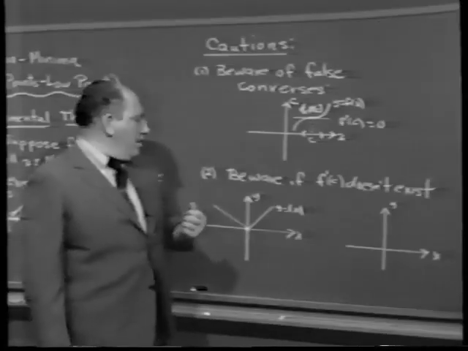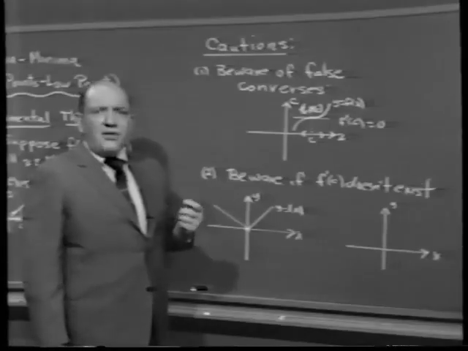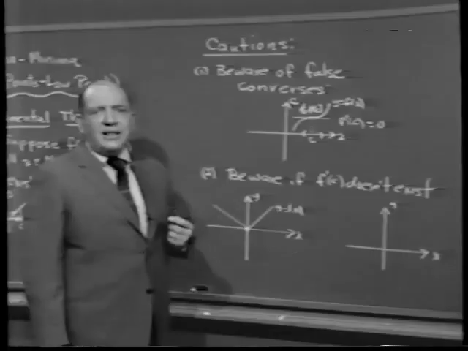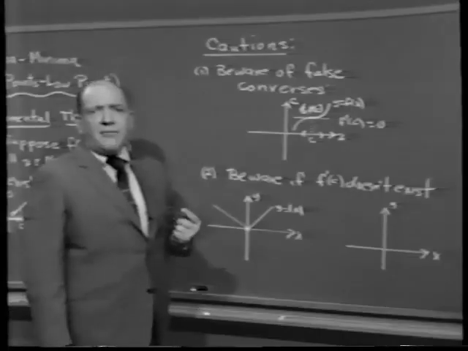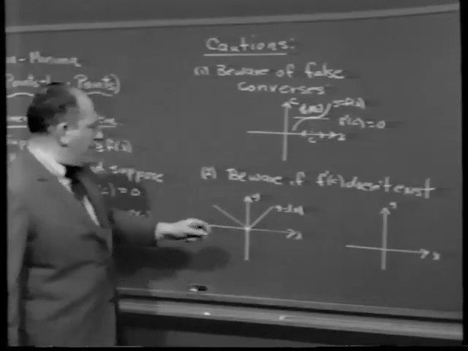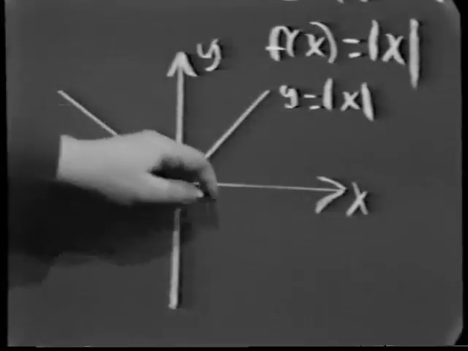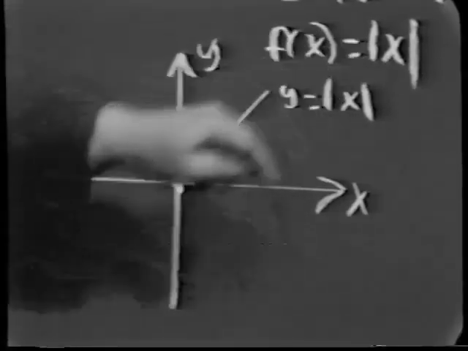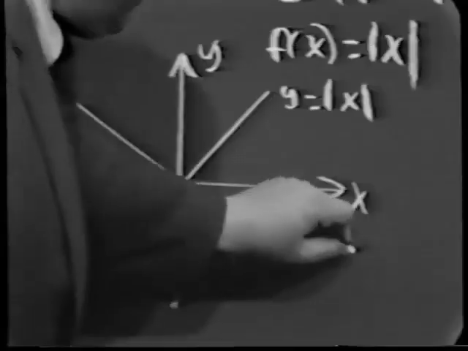The second point says, beware if f prime of c doesn't exist. See, all our theorem said is, if you have a relative high point, a relative low point, a relative max or a relative min at x equals c, and if f prime of c exists, then f prime of c is 0. But who said that f prime of c has to exist? Again, let's look in terms of an example. If we let f of x equal the absolute value of x, recall from our previous assignments that the derivative of f of x in this case does not exist when x is 0. In other words, f prime of 0 doesn't exist.